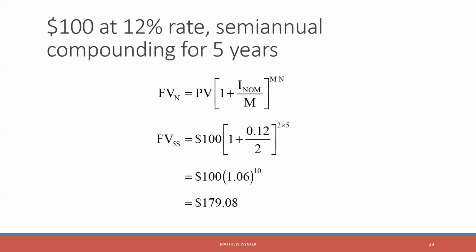So what do we have? We have $100 at a 12% rate, semi-annual compounding for 5 years. We've got our present value, that's the 100, (1 + R), but now we have to do our nominal divided by 2. Why? Because it's semi-annual. It's going to compound twice during the year. So that's 0.12 divided by 2. That's how we get our 0.06. What about our exponent? Well, it's semi-annual, so twice a year, and for how many years? For 5 years. 2 times 5 gets us our 10.